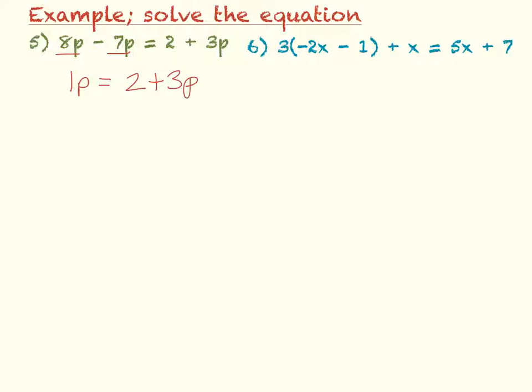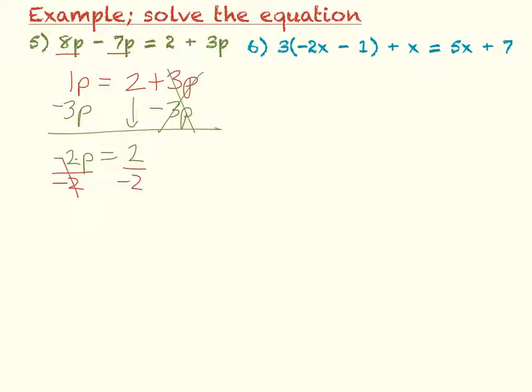Alright, and now the next thing we've got to do is get our p's on one side and our numbers on the other side. So I'm going to subtract 3p from both sides. So 1 minus 3 is a negative 2p, and that's going to equal my 2. So at this point, I solve negative 2 times p, divide by negative 2, divide by negative 2, and p equals 2 over negative 2, which is a negative 1. Final answer.